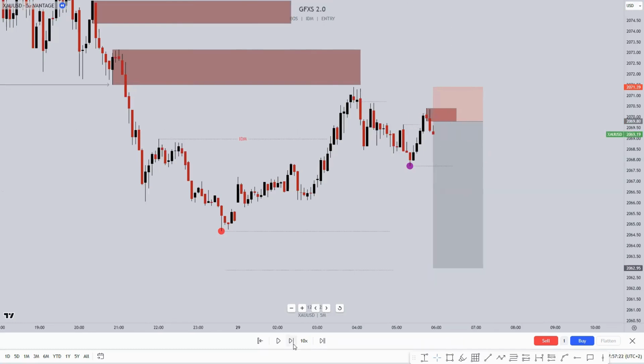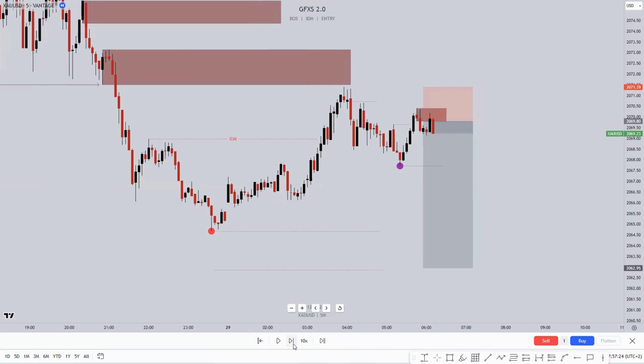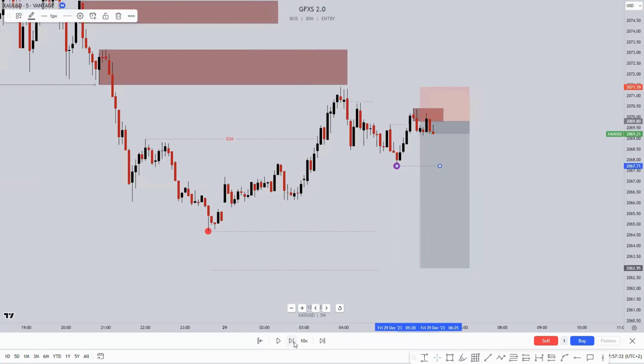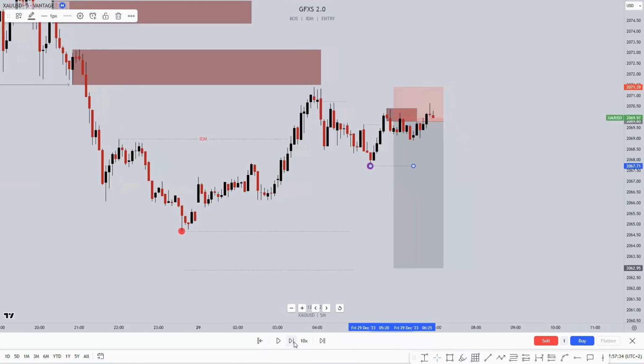And then you just let price do what it does. And then you can only go break even on this trade when this low gets taken. If that does not happen, you cannot go break even, and then you let price do its thing.